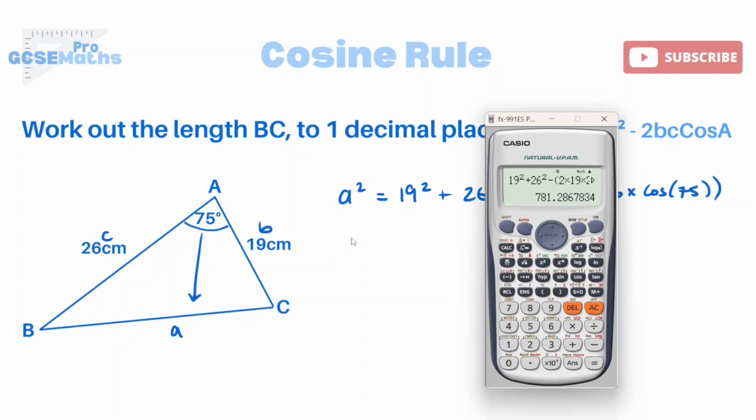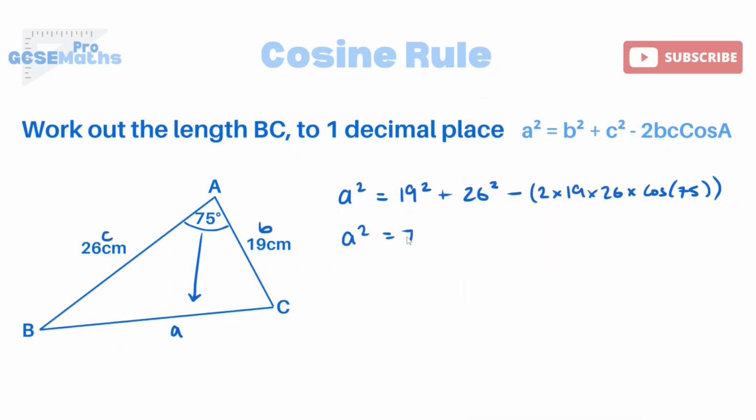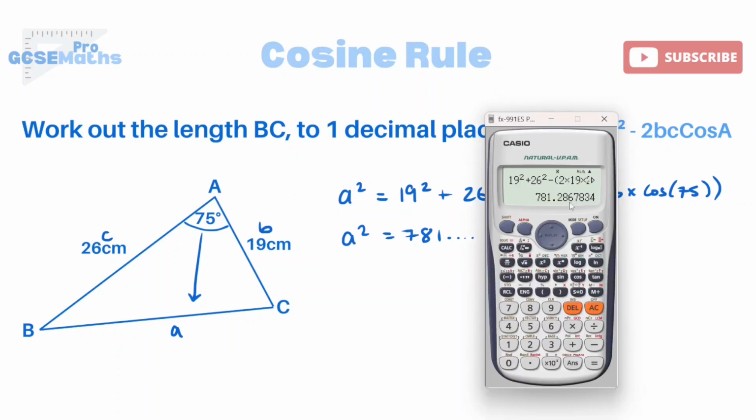So a squared equals 781 point whatever it was, but with cosine rule, you have to then square root. Okay, you have to square root to get an actual side length that seems reasonable. So square root symbol, answer. Don't cut off any decimals, don't round it too soon. Now this seems more reasonable, doesn't it? It's within the realm of 26 and 19. So that is the answer.